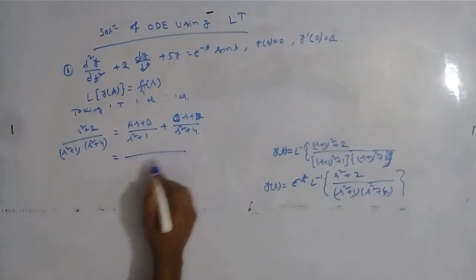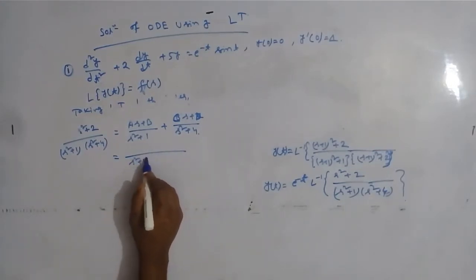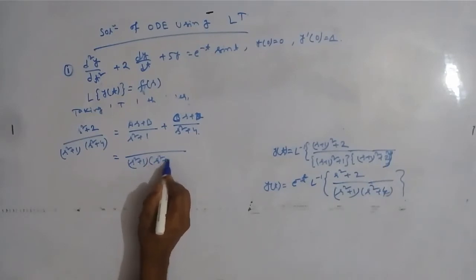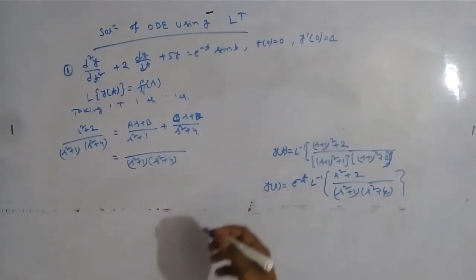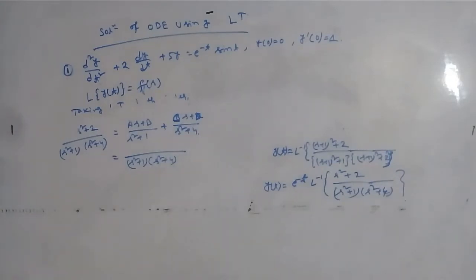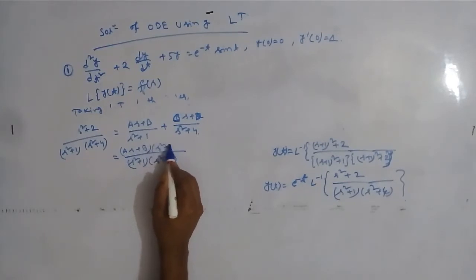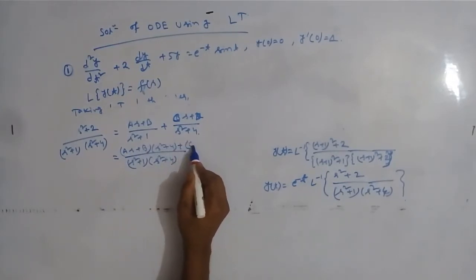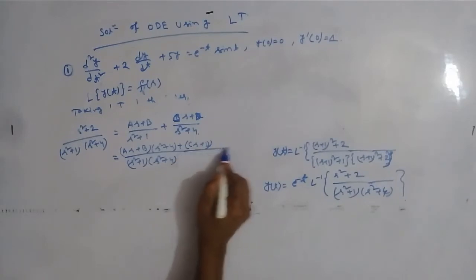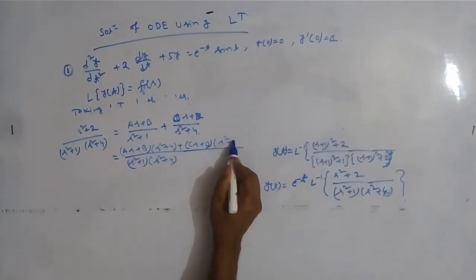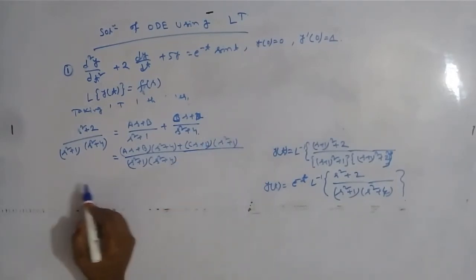Okay, first we perform LCM. (s square plus 1) into (s square plus 4). Then it will be (as plus b) into (s square plus 4) plus (cs plus d) into (s square plus 1). So the denominator will be cancelled out.